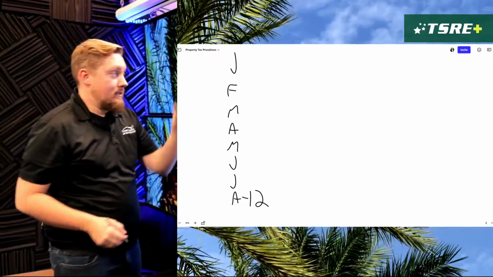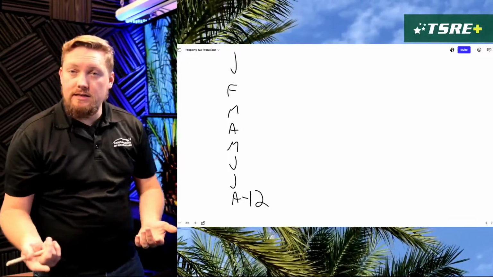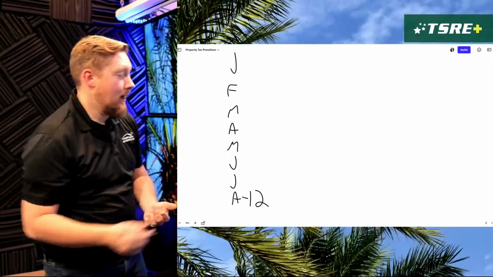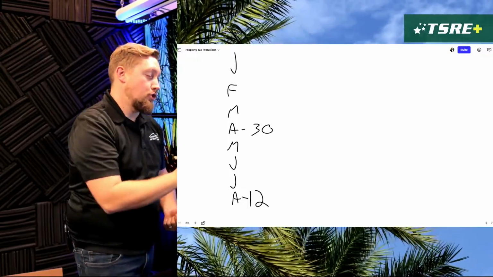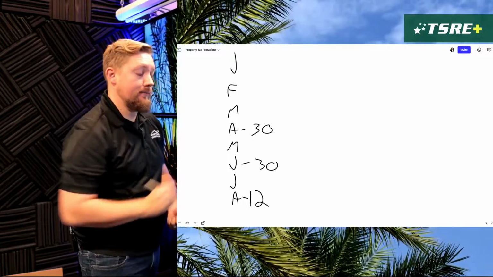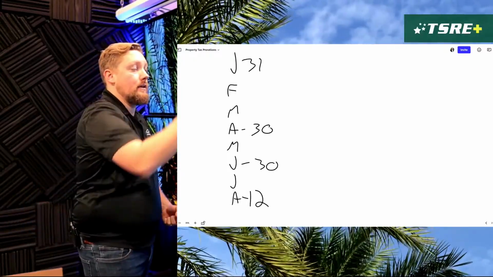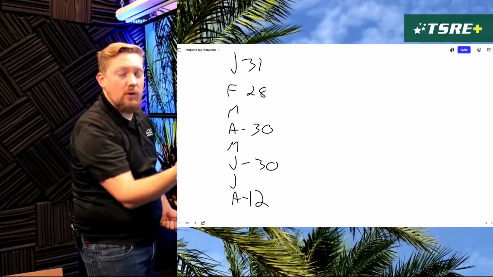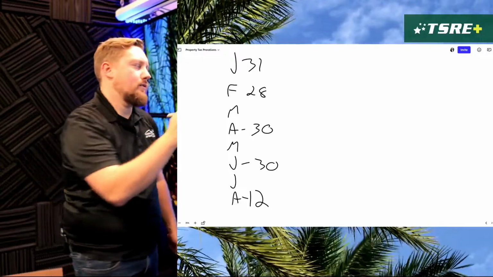Now, the other part of this here is knowing how many days are in every month. You could have a couple different things to remember. You could have a rhyme of 30 days have September, April, June, November. And then essentially all your other months are going to be 31 days, with the exception of February, which is 28 days, unless it's a leap year, which is 29. But on your exam, you don't have to worry about leap years.